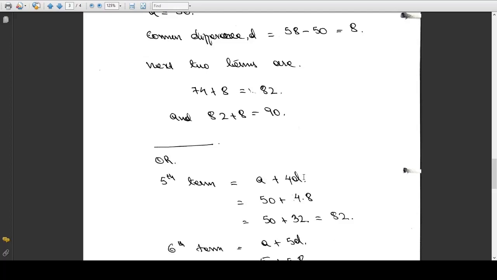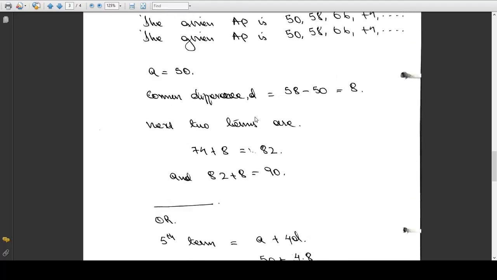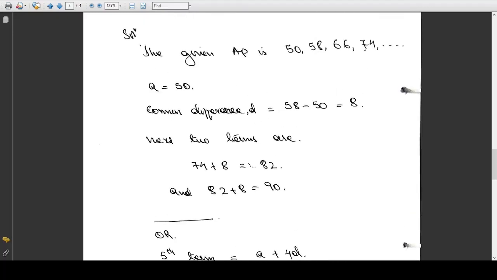That means if you find the fifth, here you have to write the 4. We'll be discussing this formula in the next problem, I think. But here you can simply use this method. It will be easy for you. 74, you noted common difference 8. 74 plus 8 is 82. Then the next term will be 82 plus 8 is 90.